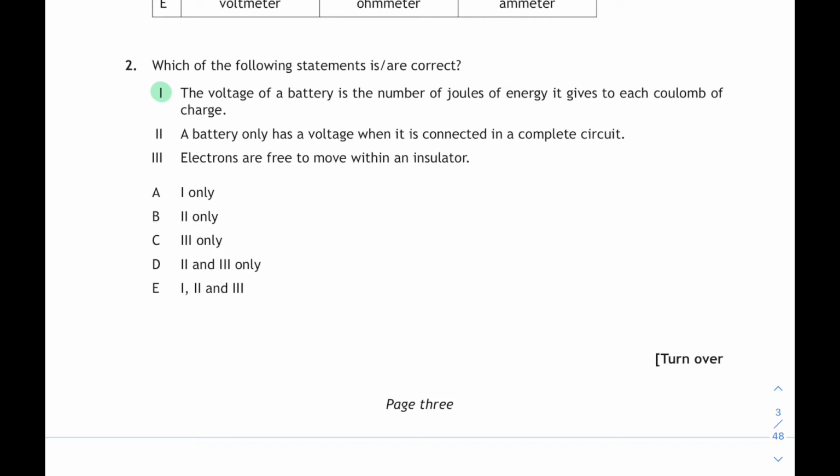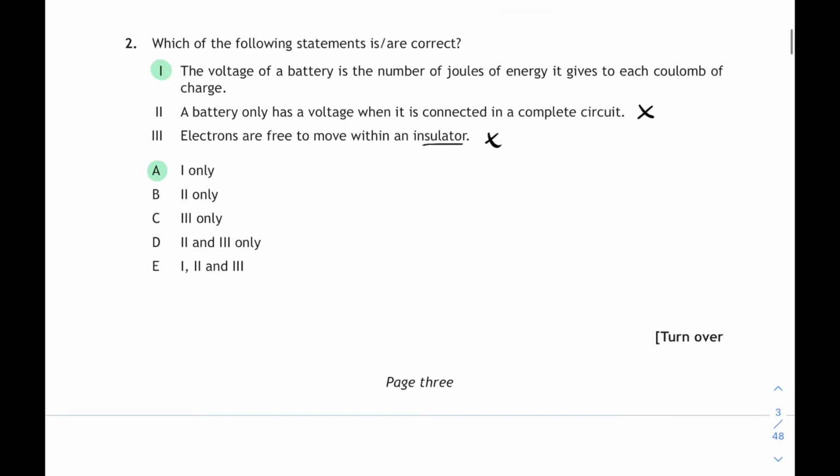Statement 2, a battery only has a voltage when it's connected in a circuit. Nope, that's not right. A battery will have a voltage across it, whether it's supplying a current or not, as long as it's got energy in it. And statement 3, electrons are free to move within an insulator. No, they're not. Electrons are free to move within a conductor. So statement 1 only, that's 2A.